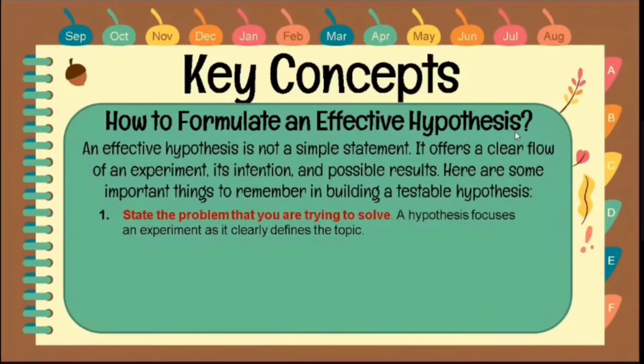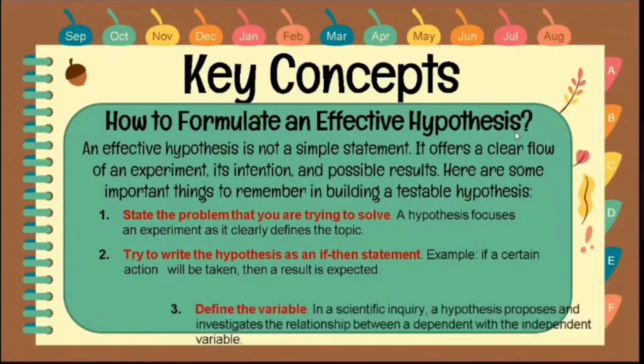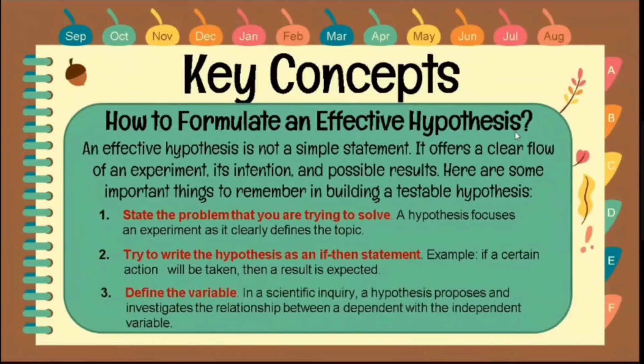Number 1, state the problem that you are trying to solve. A hypothesis focuses on experiment as it clearly defines the topic. Number 2, try to write the hypothesis as an if-then statement. Example, if a certain action will be taken, then a result is expected. Number 3, define the variable. In scientific inquiry, a hypothesis proposes and investigates the relationship between dependent and independent variables. Let's remember these key concepts to prevent mistakes in doing a scientific investigation.